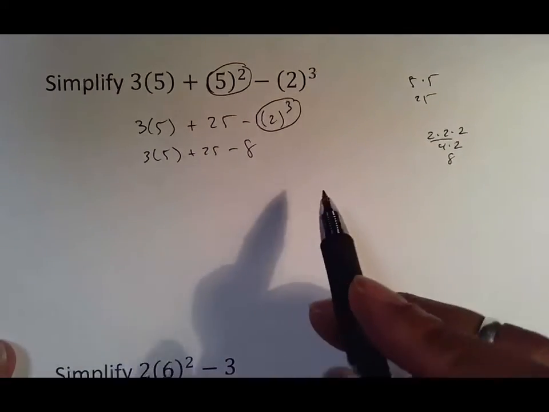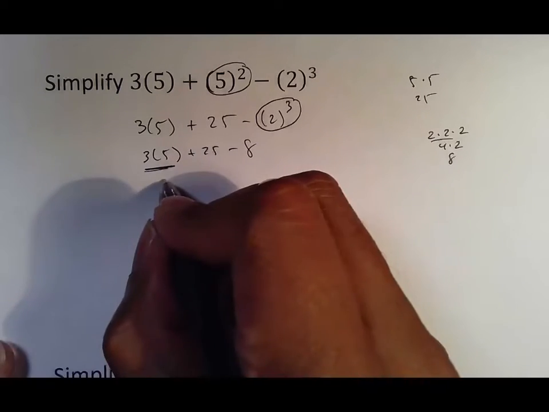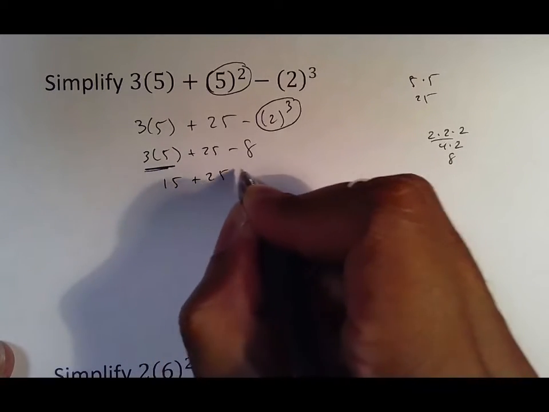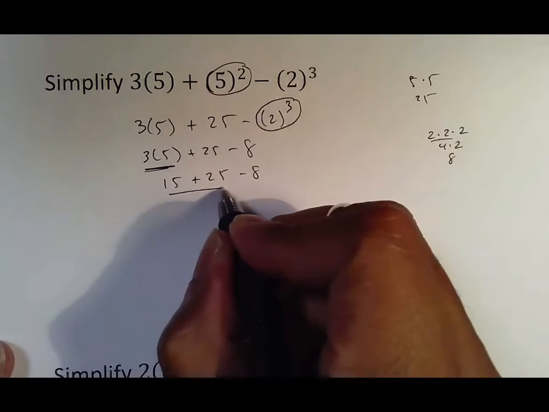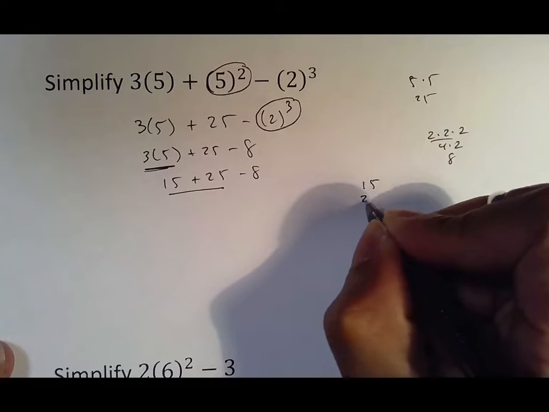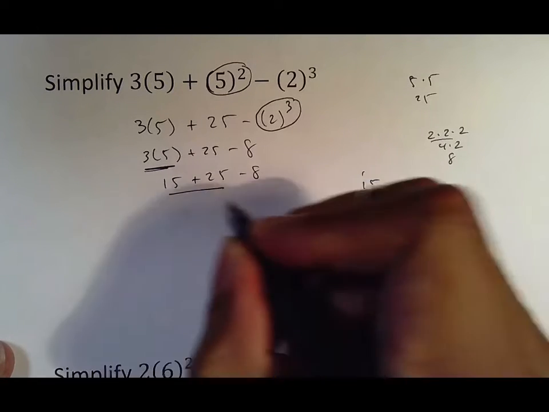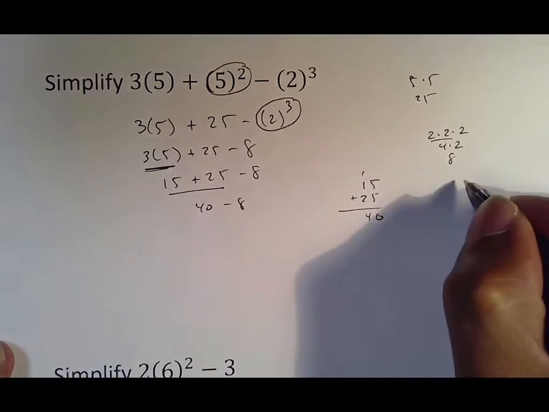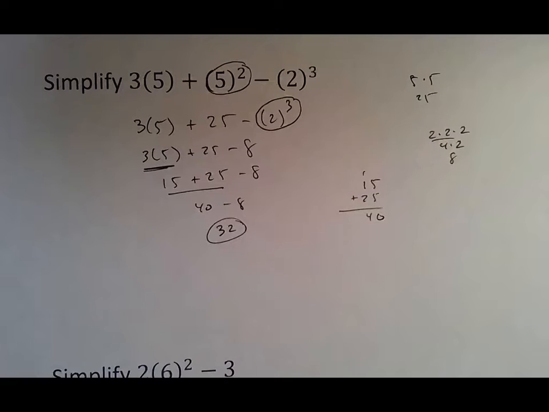No more exponents, so now I say who's the strongest. You have multiplication, addition, subtraction. Multiplication is the strongest, so 15 plus 25 minus 8. If you do not know what 15 plus 25 is, that's why we did that work last week. 5 and 5 make 10, carry the 1. That makes 40 minus 8. And 40 minus 8 is 32.